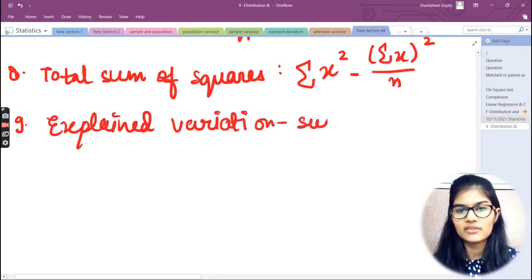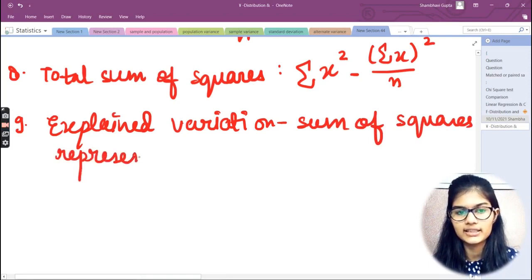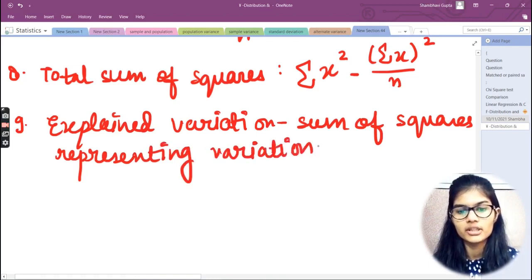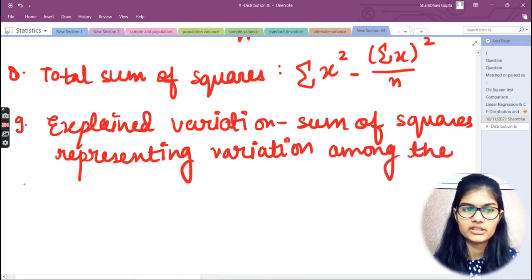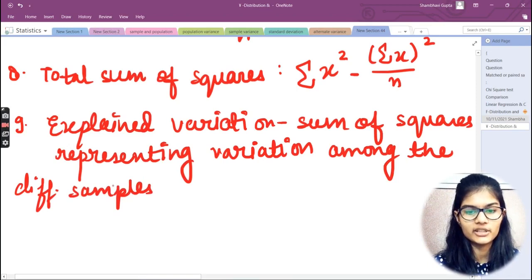Now that we have a sum of squares representing the variation among the different samples, that is completely the explained variation.